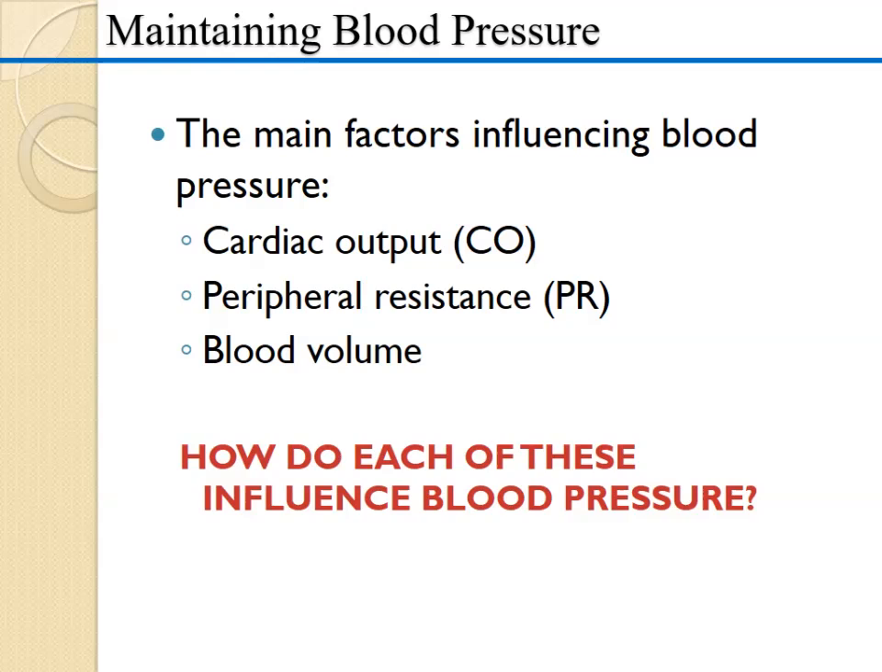So the main factors with blood pressure, of course, cardiac output, peripheral resistance, as we saw, and overall blood volume. Cardiac output, of course, they increase, resistance increases, blood volume increases. All will increase blood pressure.